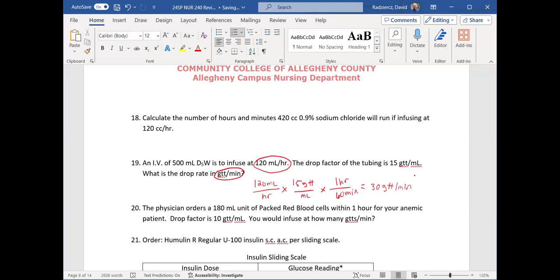And then as a reminder, if you get something like 27.8 drops per minute, you can't give somebody a decimal drop. So you would round to the nearest whole drop. So that might be 28 drops, or it might be 24 drops. Just make sure you're paying attention and realize that you cannot give somebody a partial drop.